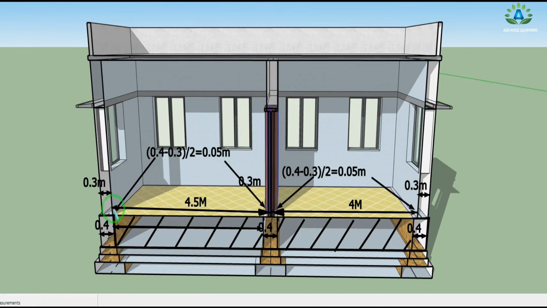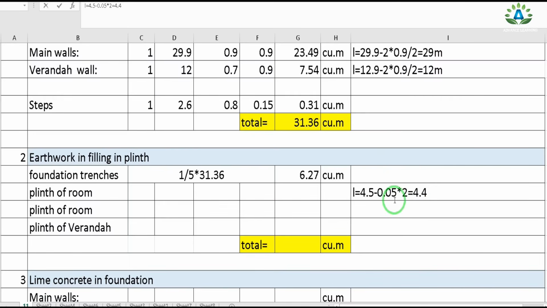So it means that in this total length of the room, we need to subtract 0.05 on this side as well as on this side to get this total length. So I can write the length equals to 4.5 minus 0.05 minus 0.05, that is 4.4 meter. So I can write the length equals to 4.4 meter.